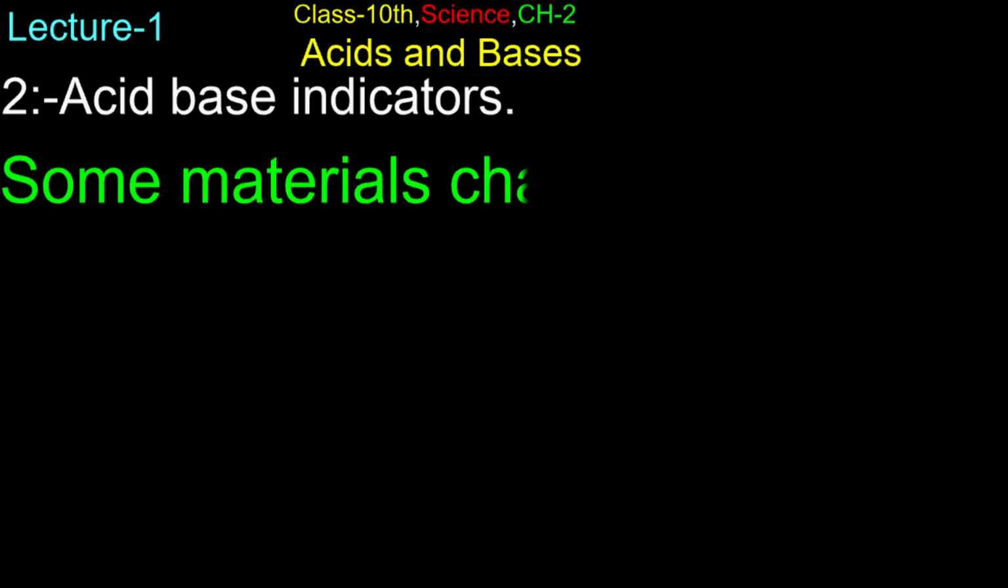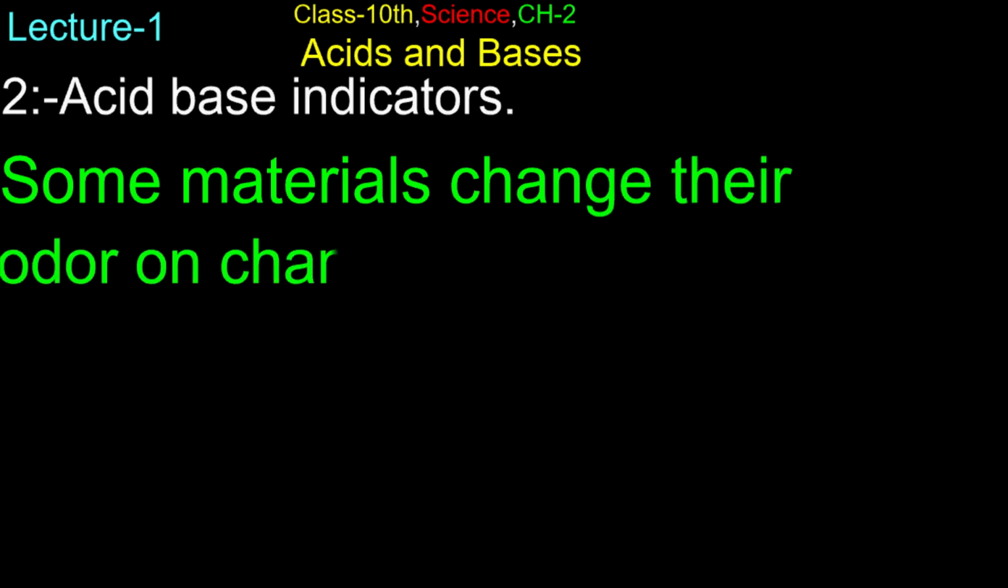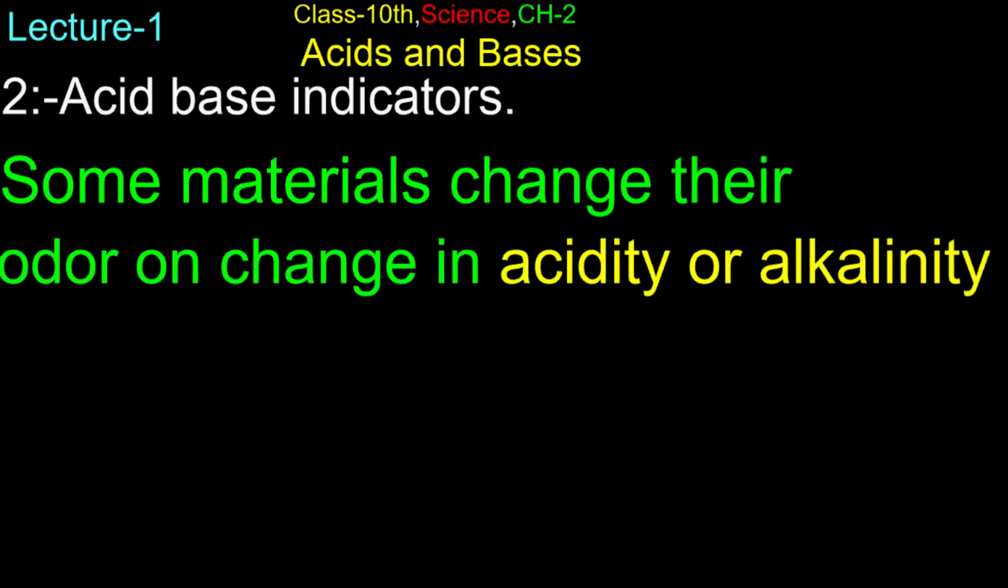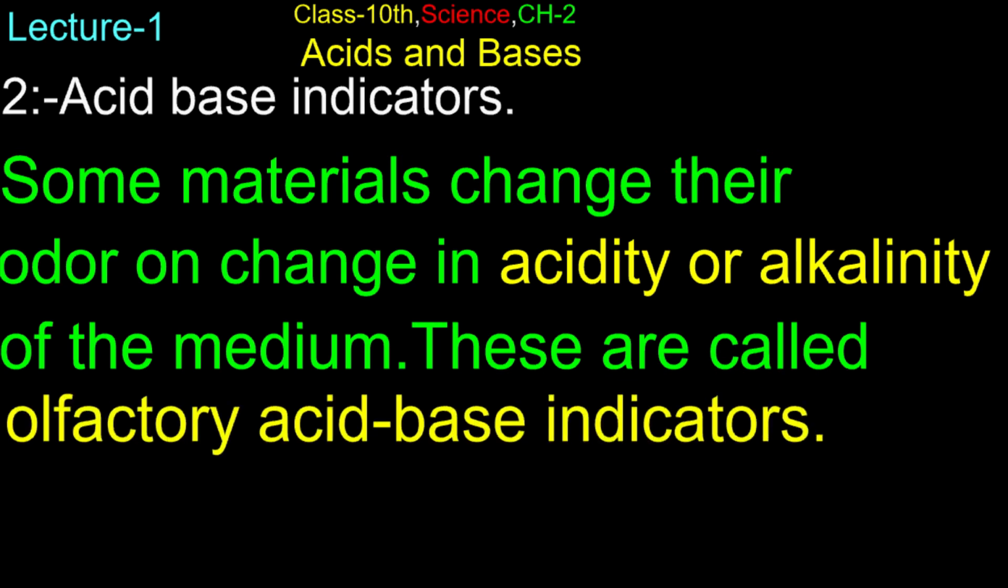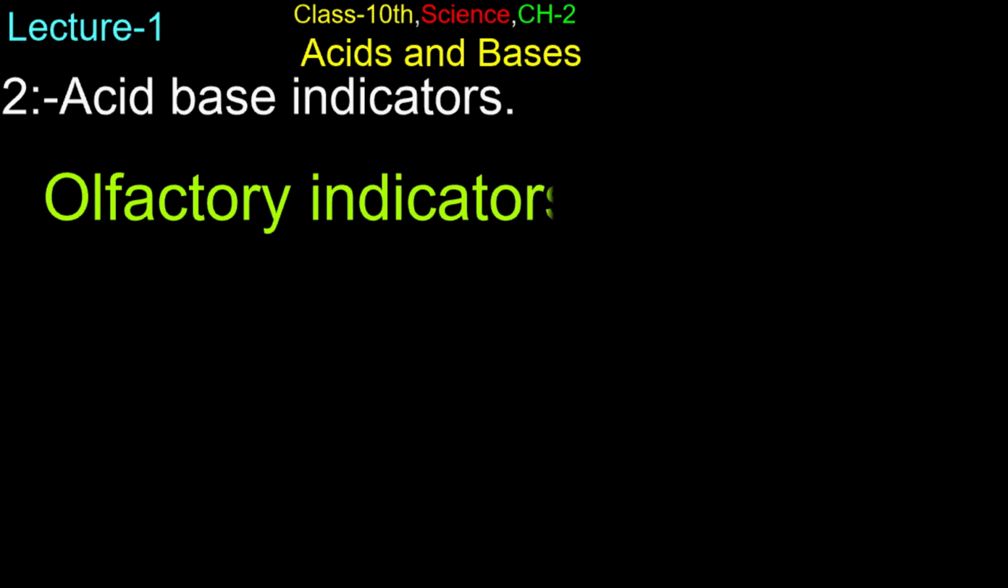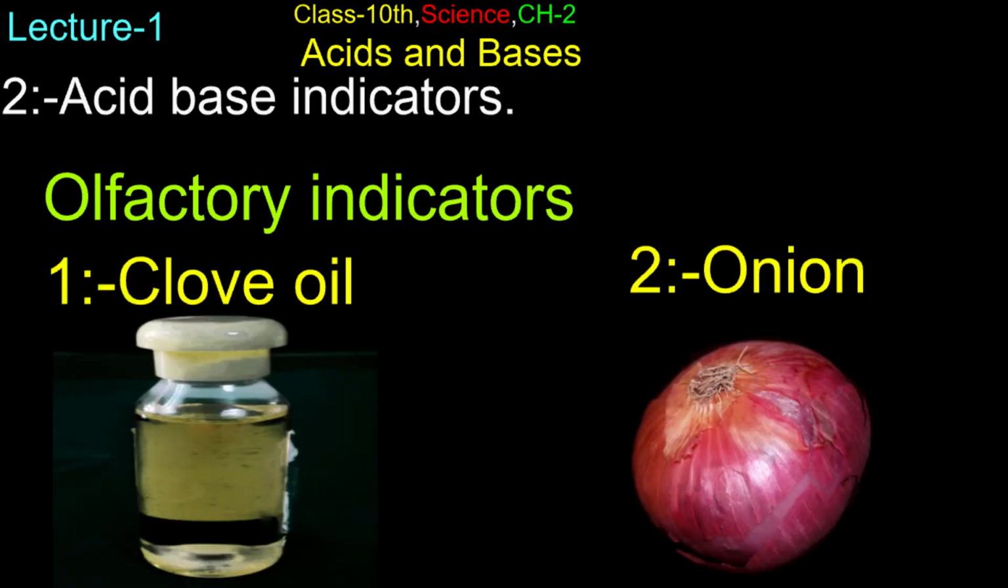Some materials change their odor on change in acidity or alkalinity of the medium. These are called olfactory acid-base indicators. Clove oil and onion are the examples of such indicators.